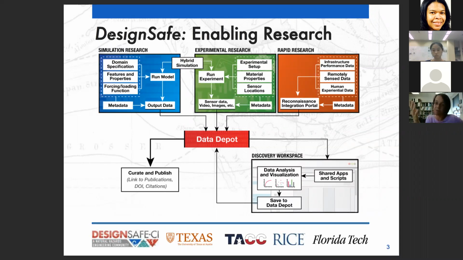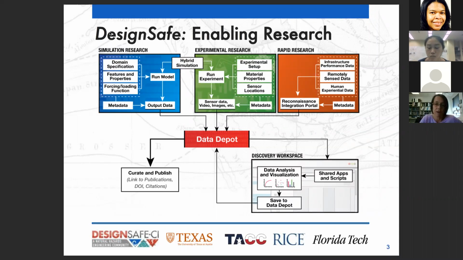It's a different type of data, has different types of metadata, and that can also be stored within the data depot. And finally, you're probably aware that NERI includes a rapid reconnaissance portal, or rapid reconnaissance facility, and the reconnaissance data will also be housed in the data depot using an interface that we're still just starting to develop with the rapid team. We're calling it the reconnaissance integration portal, and again, that data will be stored in the data depot.